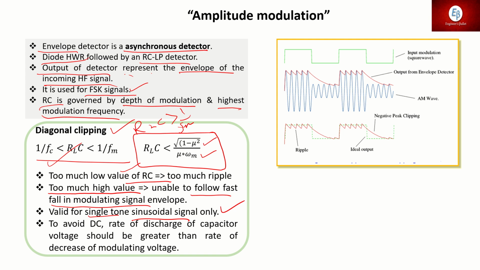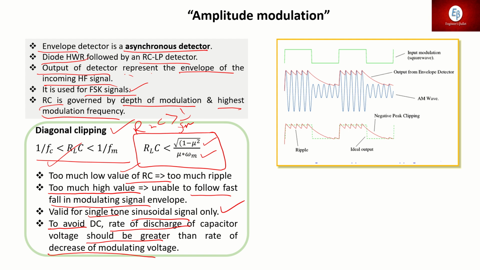The points which I have written in this slide have come in different examinations, so you do not need to worry about the full concept. It includes all the points which have come in different examinations. The last point is, to avoid diagonal clipping, the rate of discharge of the capacitor voltage should be greater than the rate of decrease of the modulating voltage. So this is the case of diagonal clipping.